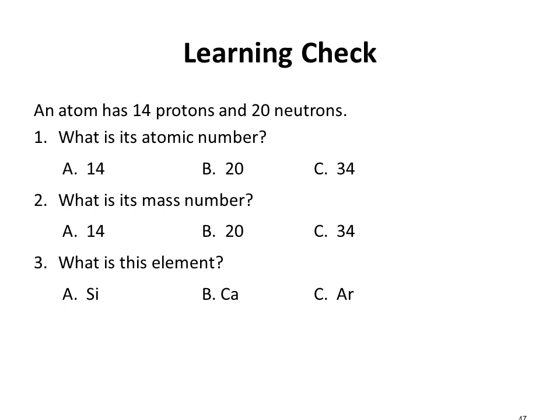So mass number is protons plus neutrons. So we must add those two together. 14 plus 20 is equal to 34. Choice C. And what is this element? So to determine the element, it's all determined by the number of protons and its atomic number. So we look on the periodic table and find the number 14, and we find it with the silicon, Si, symbol, and so we have choice A.